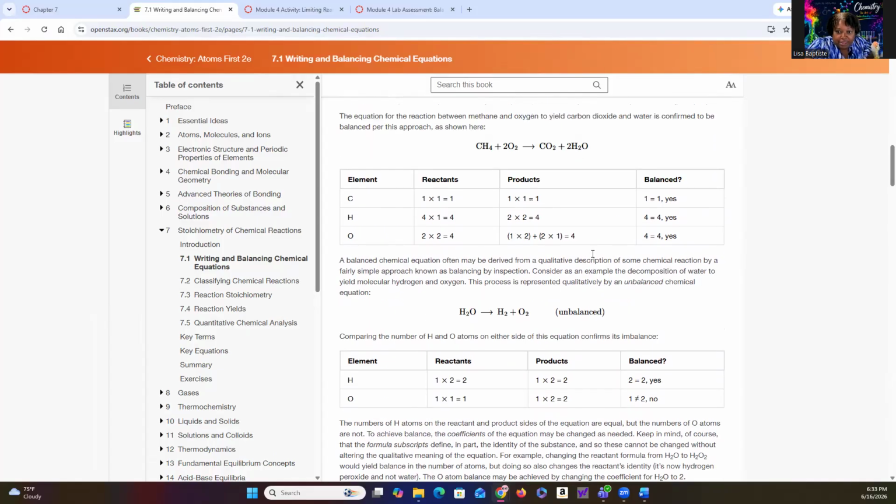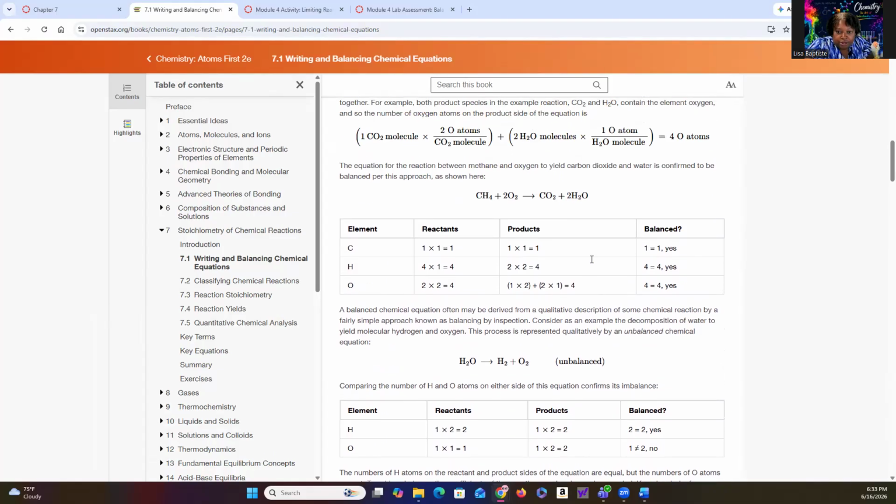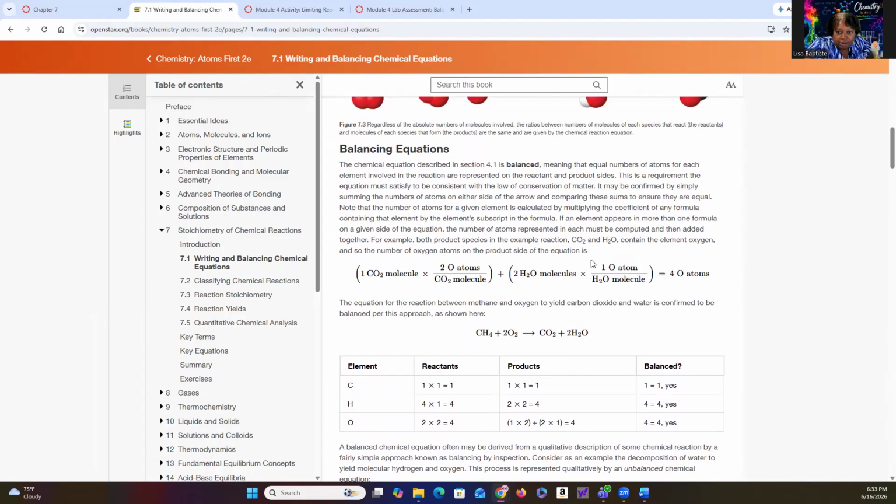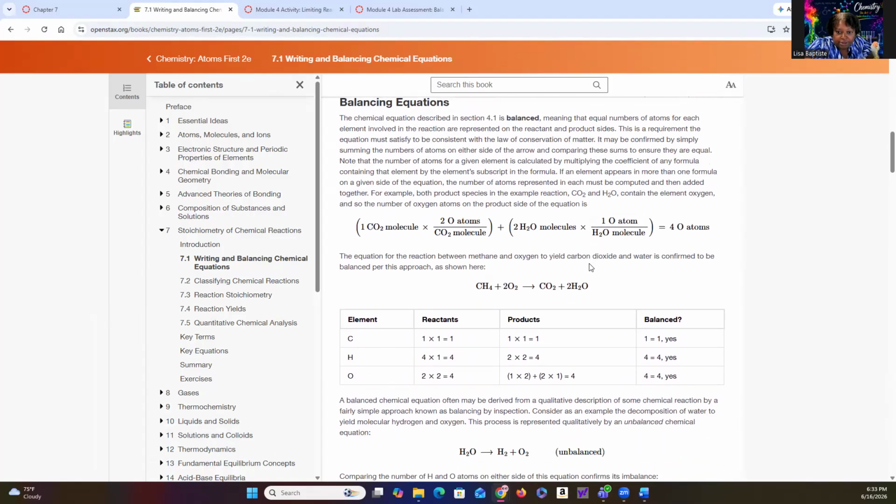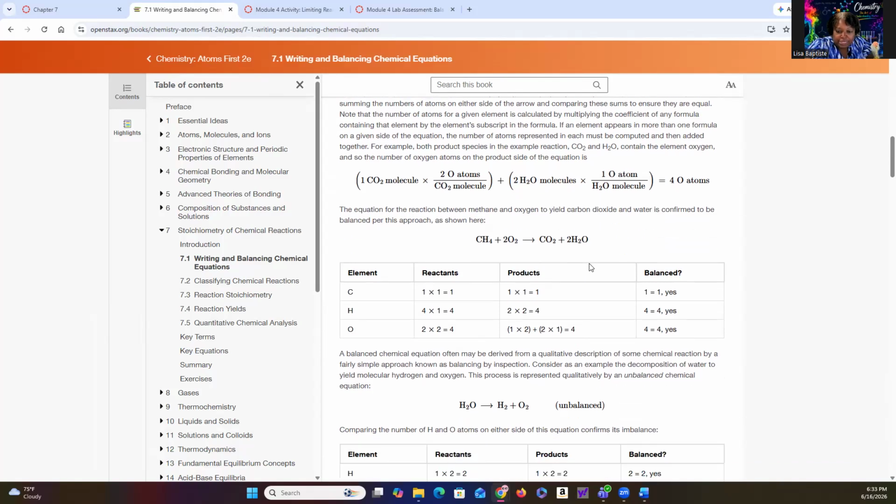And actually, I want to show you one up here. I'm going to show you this one, so that you can see one that is balanced. So if we look at that, we want to determine how many atoms of each element you have on the reactant side, which is the left side of the arrow, and the product side, which is the right side of the arrow. So for carbon, we have one carbon. It has a subscript of 1, so we have 1.